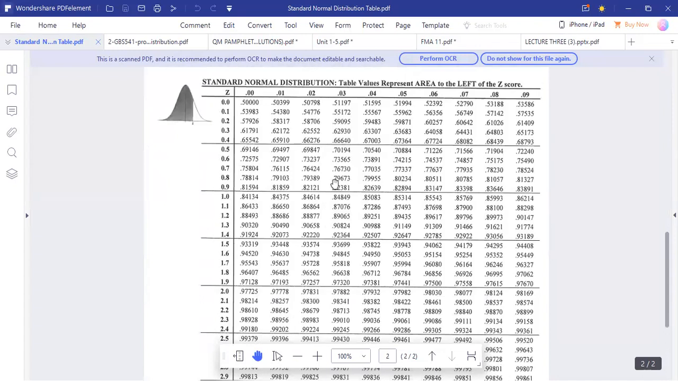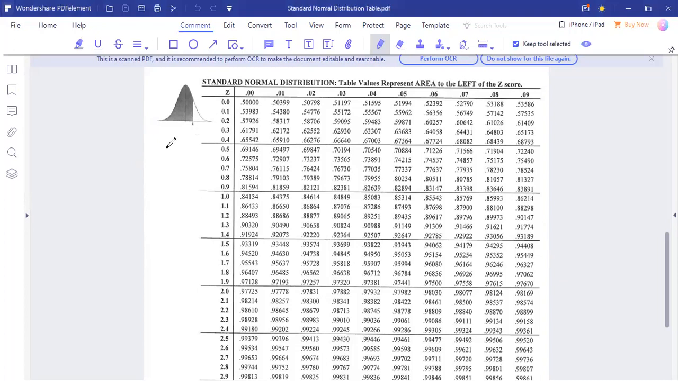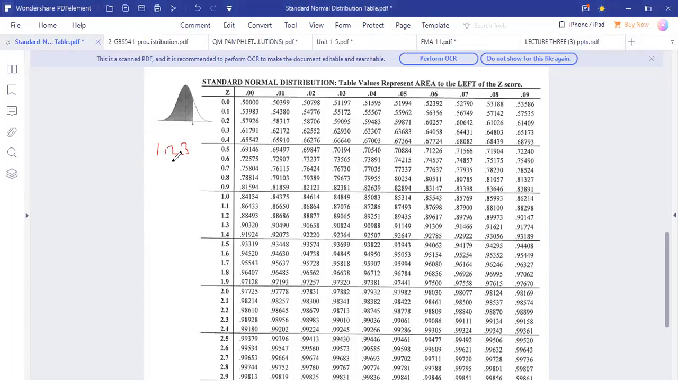So this is our normal distribution table. When you're asked to read the normal distribution table, there are two types: the cumulative and the non-cumulative distribution. For the cumulative, the reading starts from this end up to the other side. If I ask you to read 1.23, you go to 1.2, the first two digits here, and 0.03 here, where they meet.